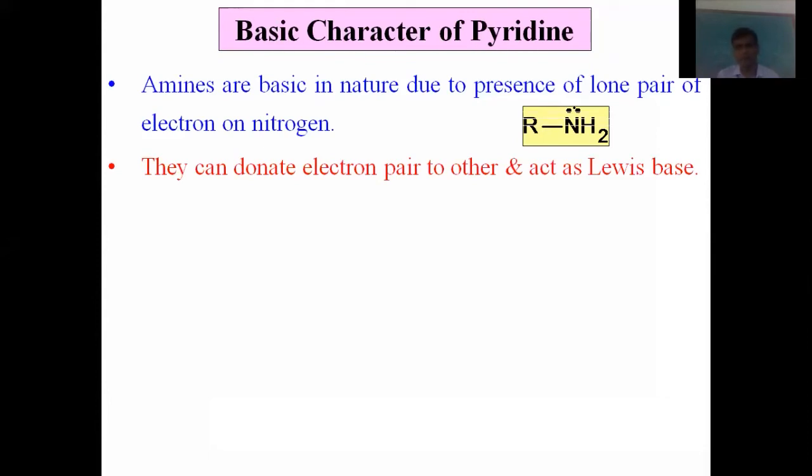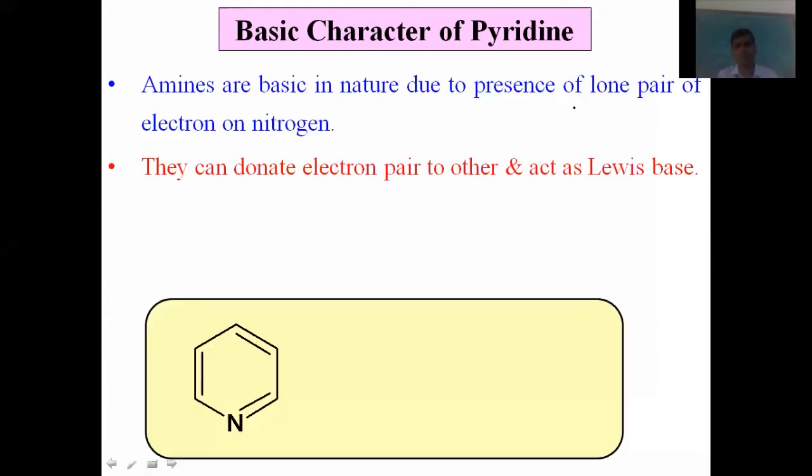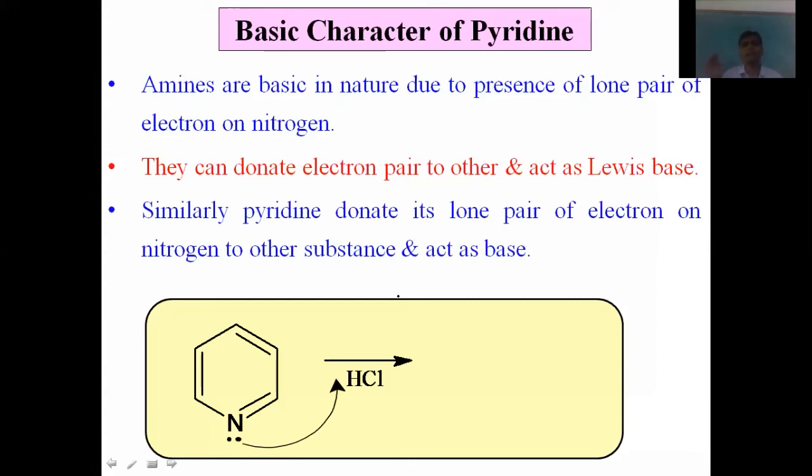Now, what about pyridine? Yes, this is the structure of pyridine. Nitrogen has a lone pair of electrons. There is a lone pair of electrons on nitrogen, and now this compound can donate this electron pair. Pyridine can donate this electron pair to another substance, and hence it acts as a base.